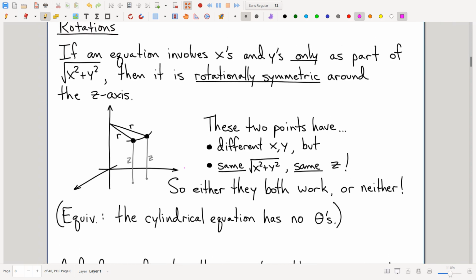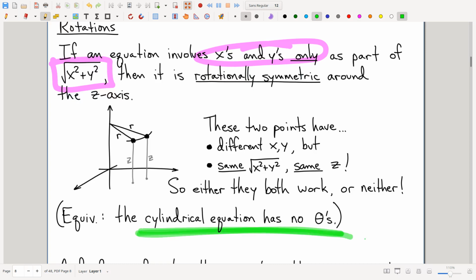If x and y appear only as part of this expression, keep in mind, in cylindrical coordinates, this is just r. No thetas. All right, so x's and y's are going to convert into cylindrical algebra with no thetas in it. Okay? Now there's also the z in the equation.